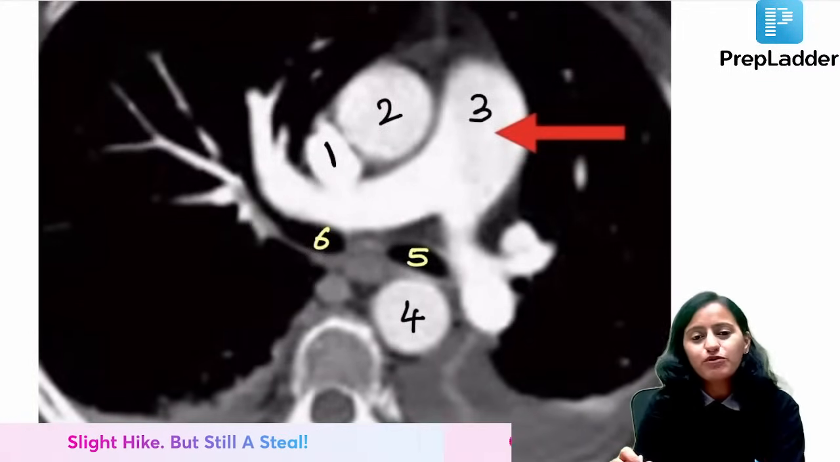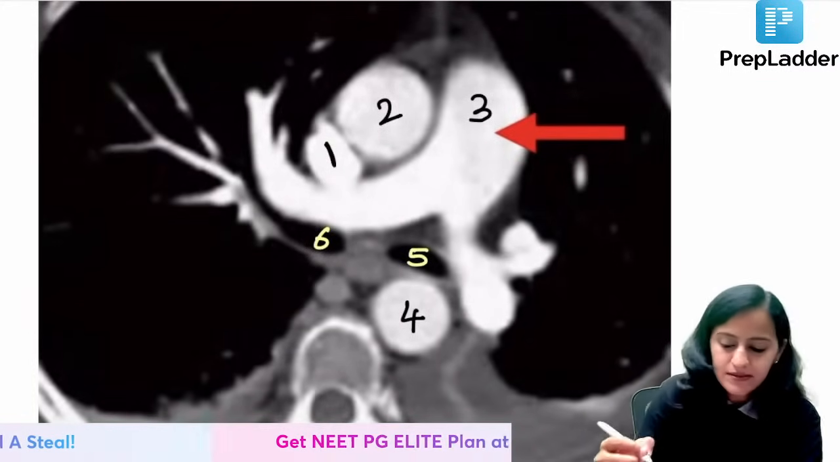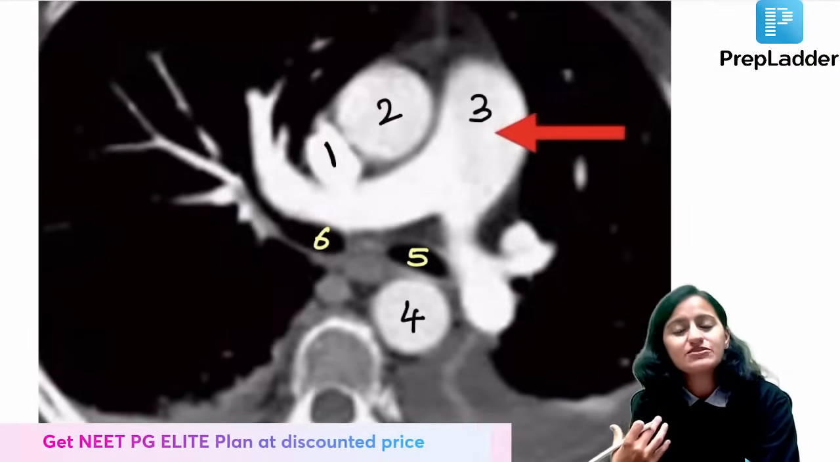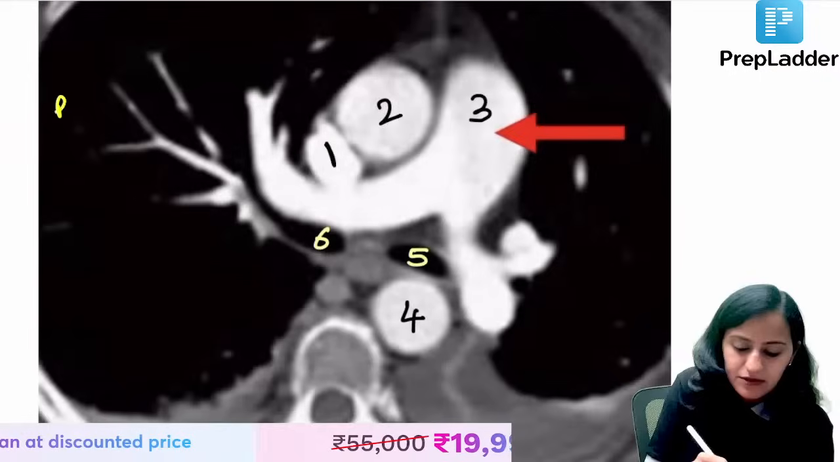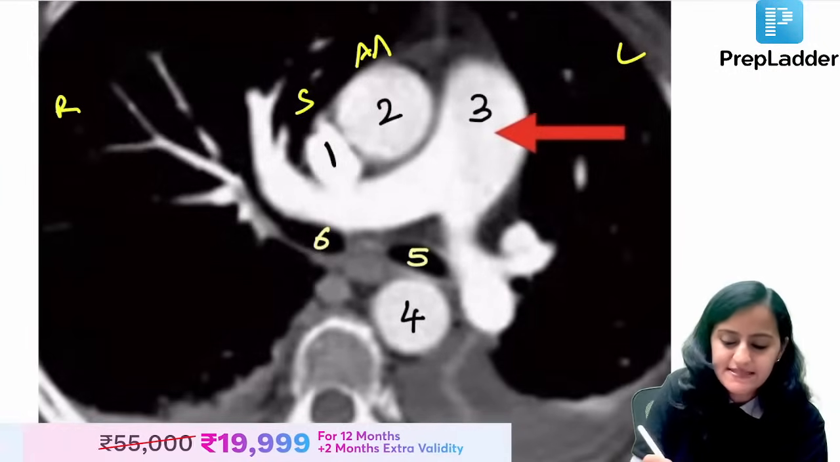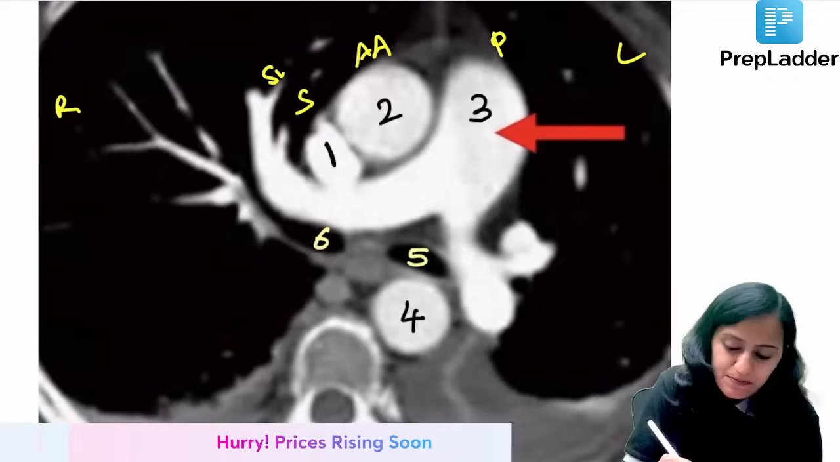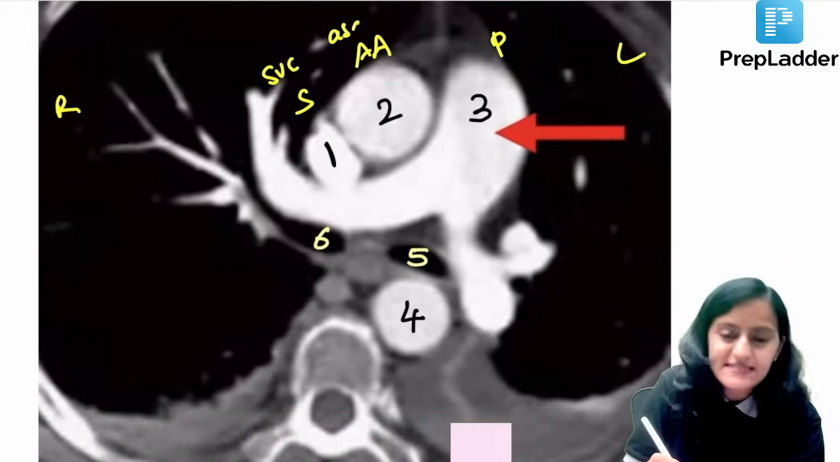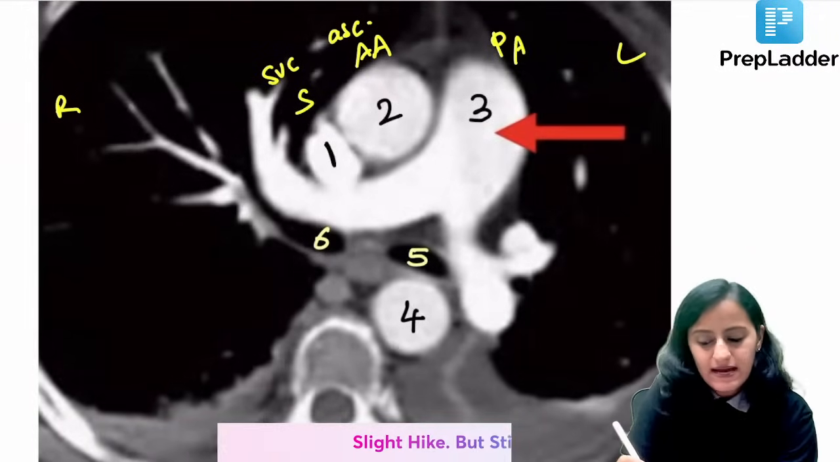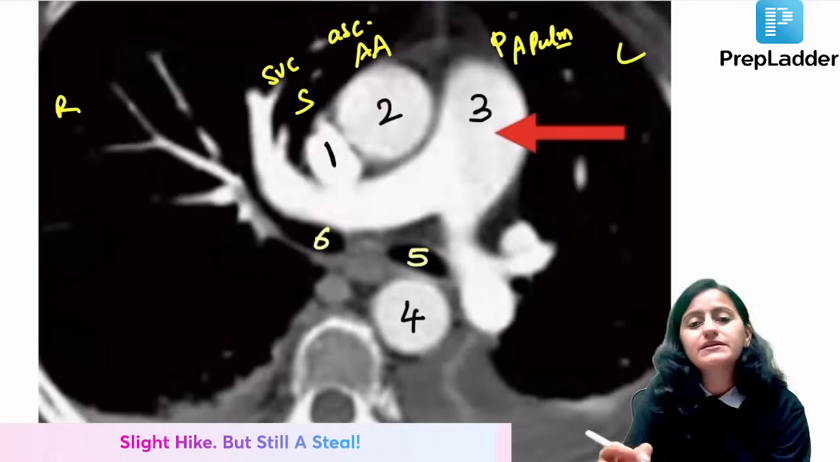1 2 3 4 5 6. Now remember, in the chest, the three major vessels from right to left, the mnemonic is SAP. Okay, right to left, SAP comes. So it is superior vena cava. AA stands for ascending aorta and P stands for pulmonary artery.